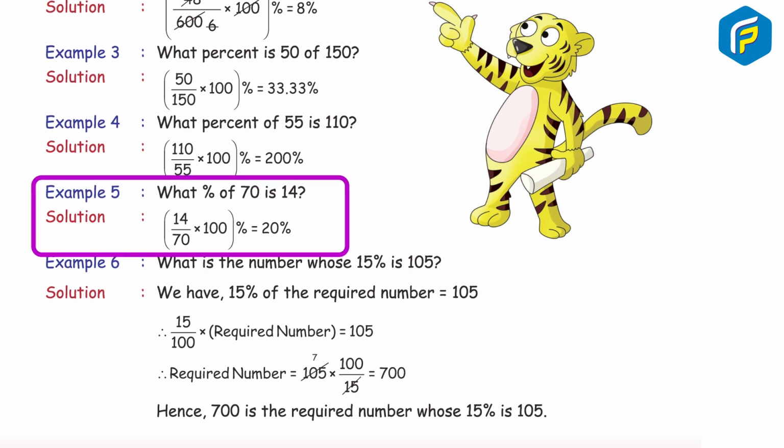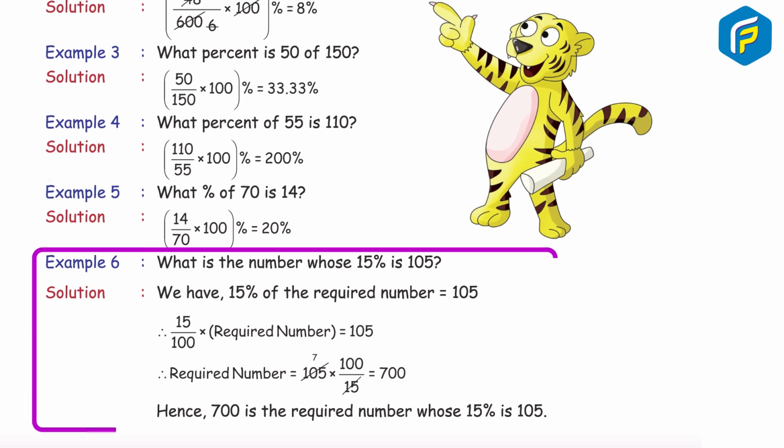Example 5. What percent of 70 is 14? Solution. 14 upon 70 into 100% is 20%. Example 6. What is the number whose 15% is 105? Solution. We have 15% of the required number is 105. 15 upon 100 into required number is 105. Required number is 105 into 100 upon 15, which is equal to 700. Hence 700 is the required number whose 15% is 105.